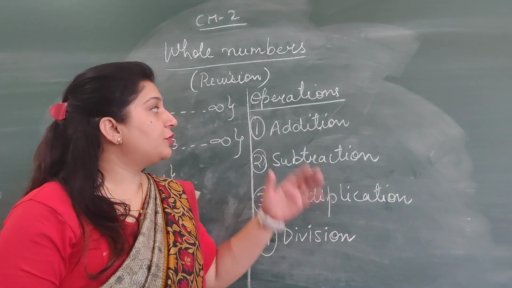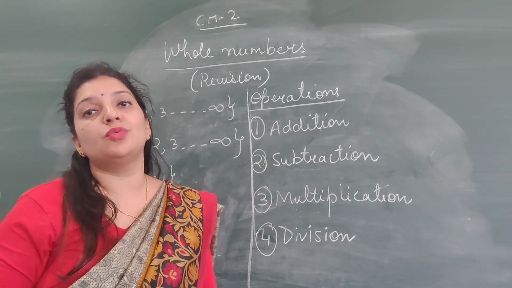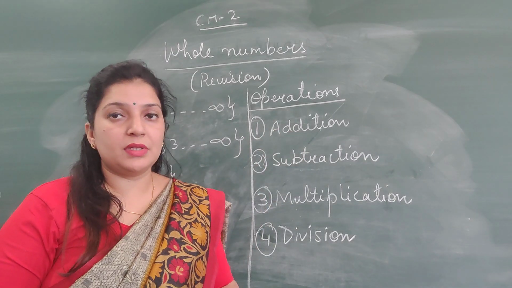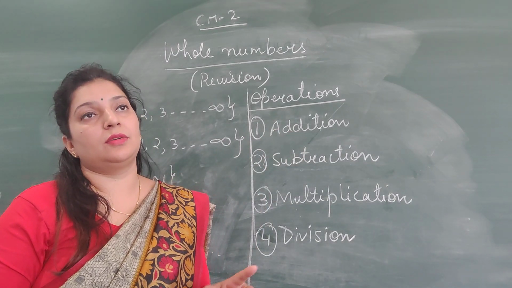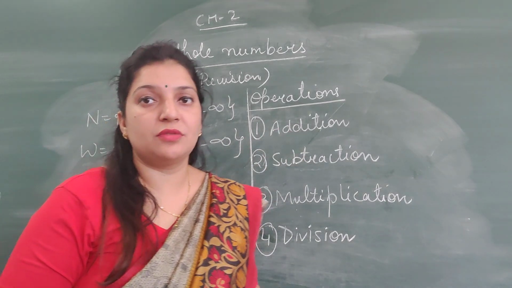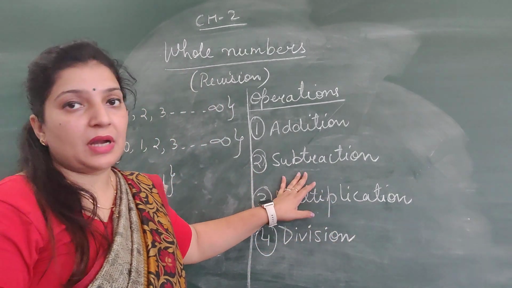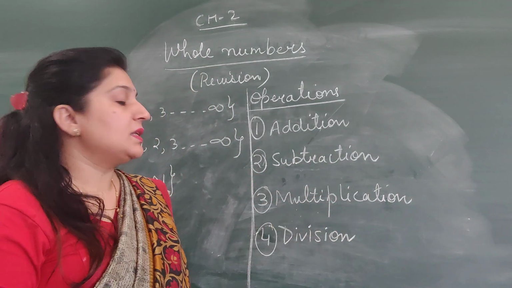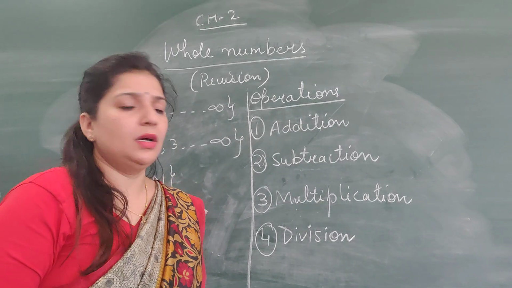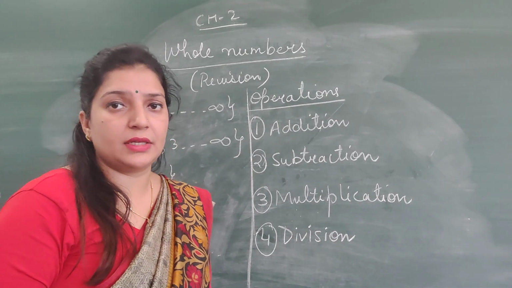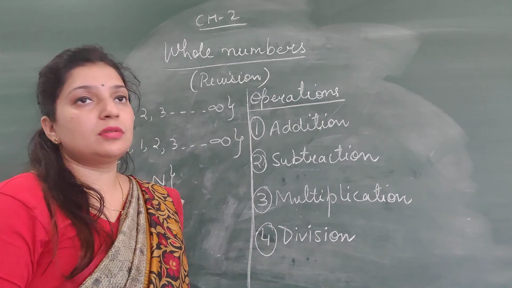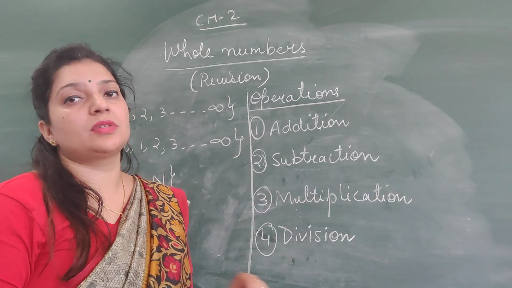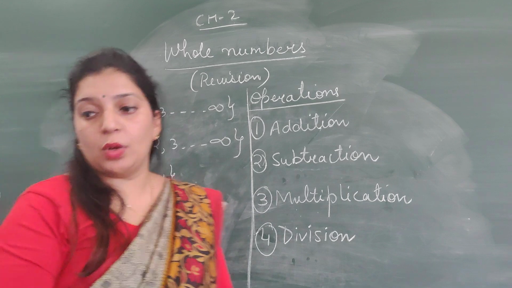Now let us move to what operations we can do on whole numbers. We can go for addition of whole numbers, like 2 plus 3. So the answer would be 5. Subtraction, 5 minus 3, the answer would be 2. Multiplication, multiplying 2 into 5, you will get 10. Division, 10 divided by 2, you will get 5. So all the basic operations can be performed on whole numbers.